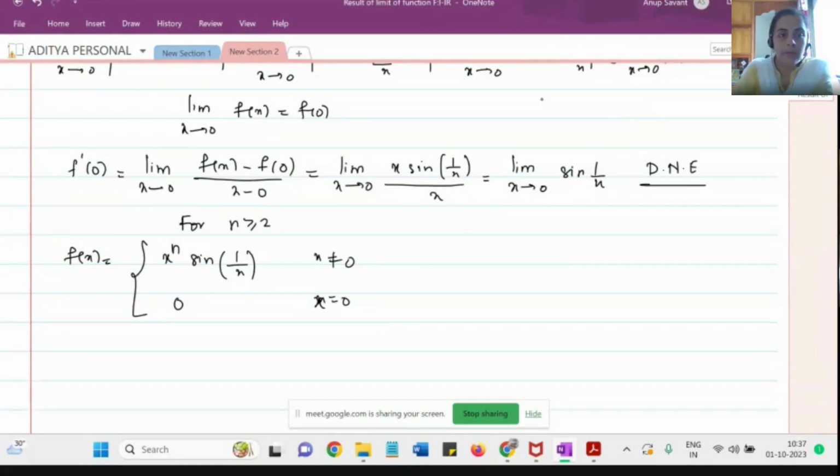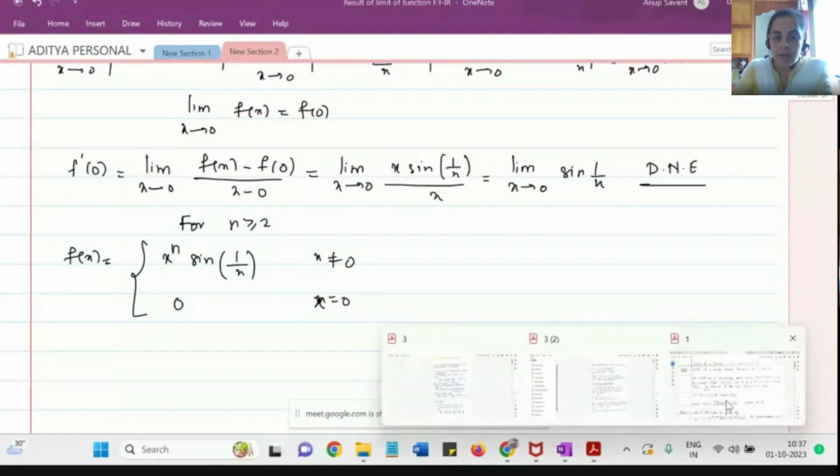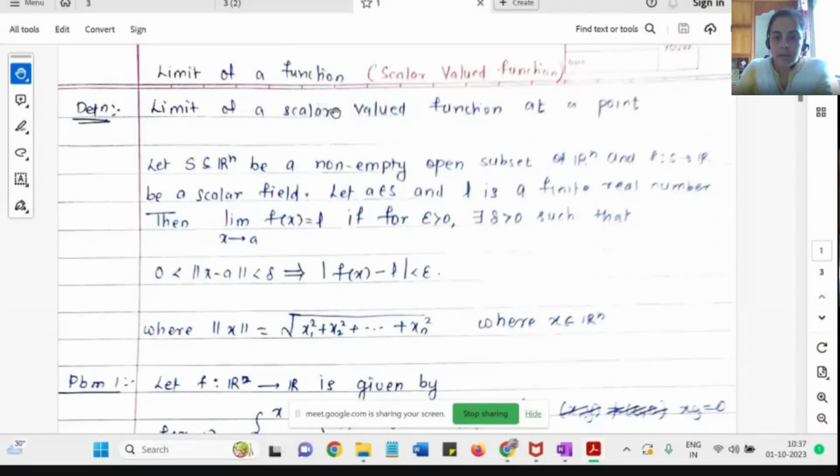Now from here, this will be a result which will be used in many of the problems which we will be doing ahead. Now let me switch to my original topic. I'm going to talk about the limit. Initially, we'll discuss the limit of a function, particularly a scalar valued function, and then we'll put this result into a vector valued function.